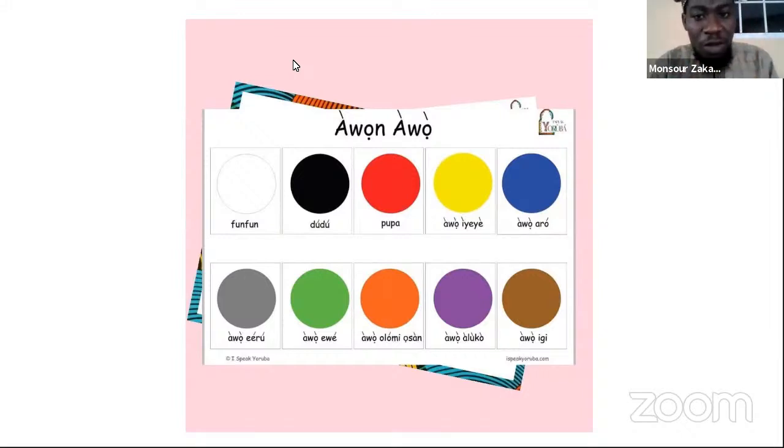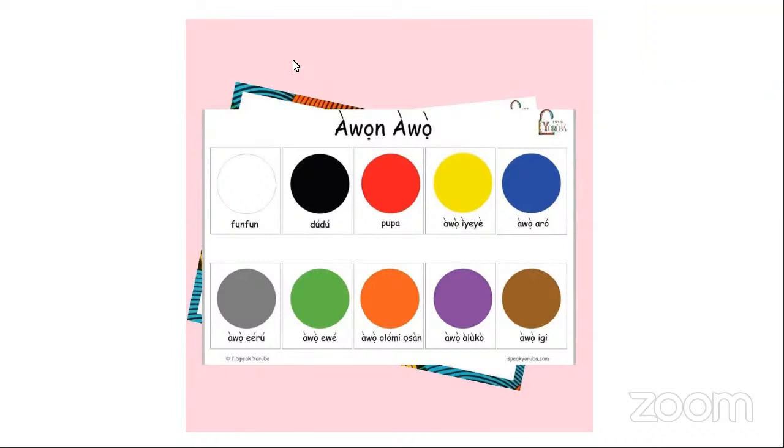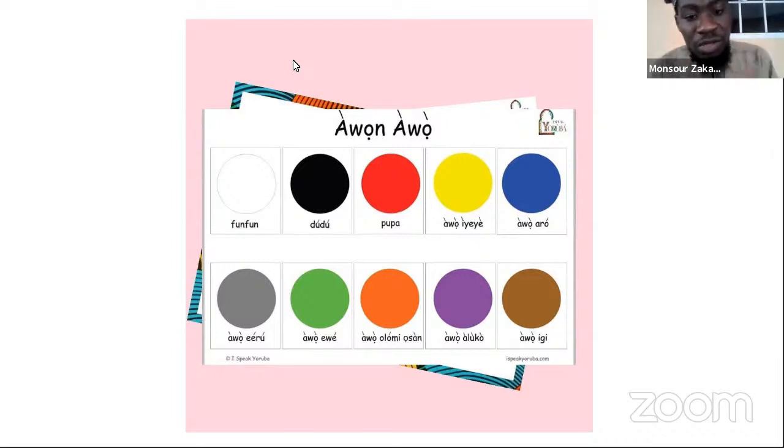These ones are straightforward for them to know that when they see a white object, they know that it is funfun, dudu, pupa, iyeye, àwọ̀ aró, àwọ̀ eérú, àwọ̀ ewé, àwọ̀ olómi ọsàn, àwọ̀ àlùkò, and also àwọ̀ igi. So thank you so much, Auntie Alexis, for that observation.